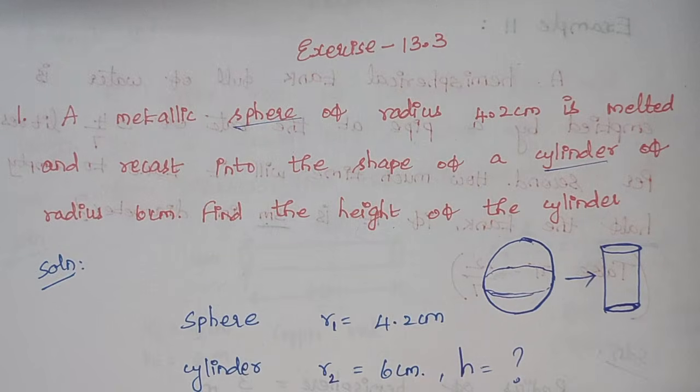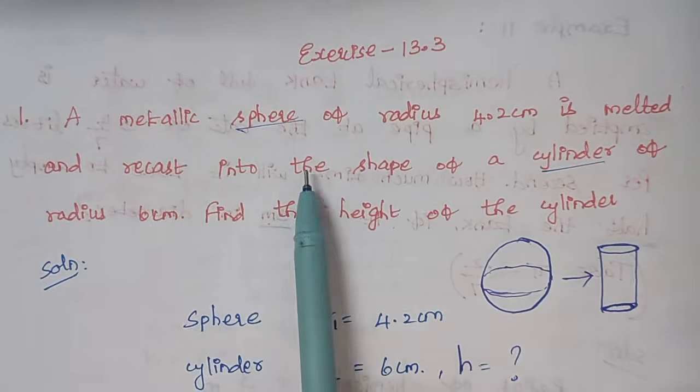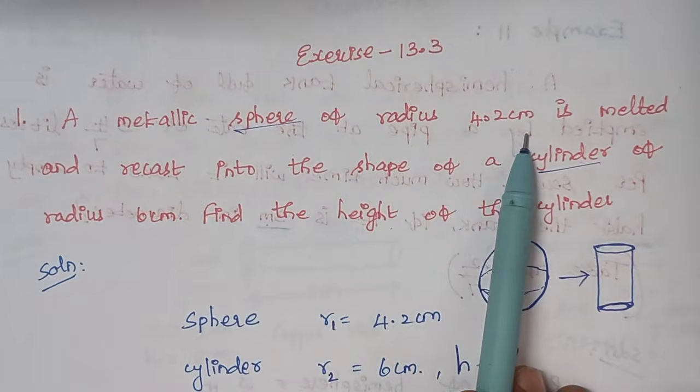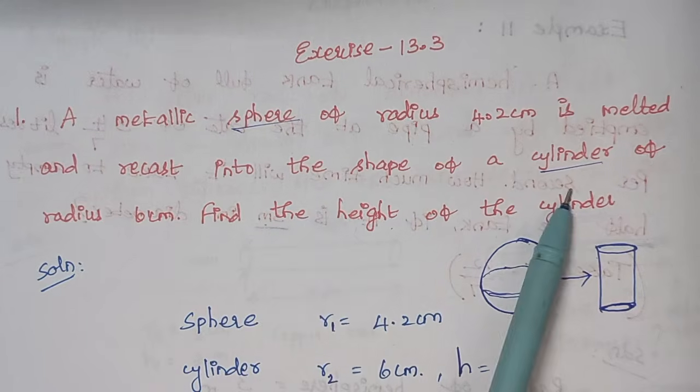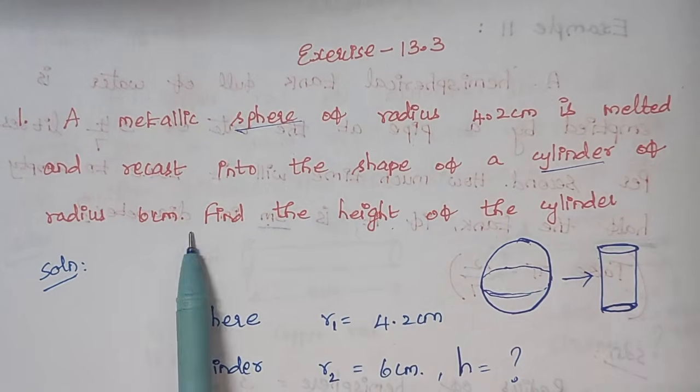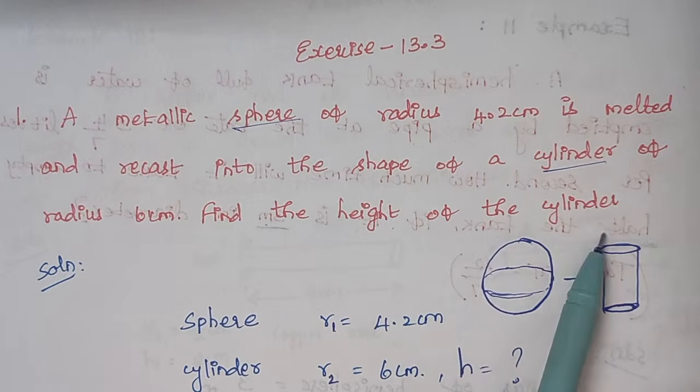Today we are going to solve problems 1 and 2 in exercise 13.3. Problem 1. A metallic sphere of radius 4.2 cm is melted and recast into the shape of a cylinder of radius 6 cm. Find the height of the cylinder.